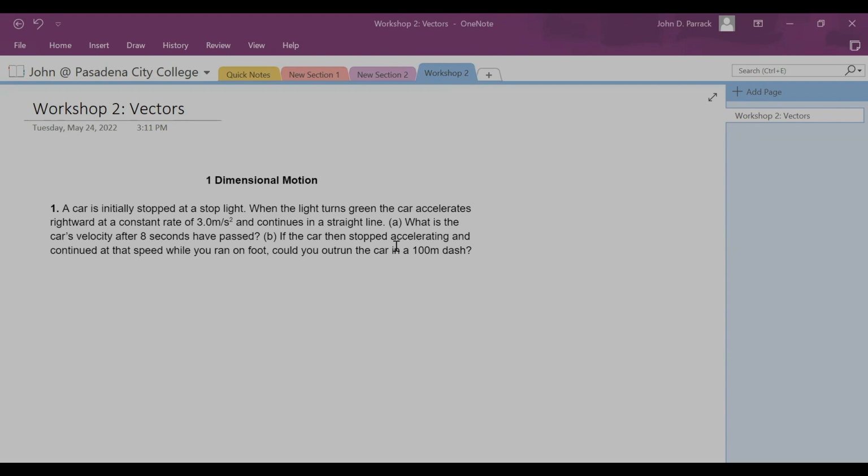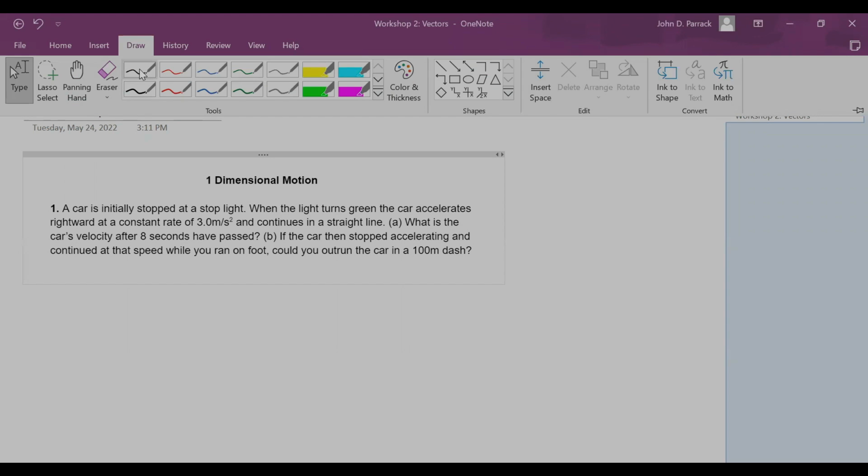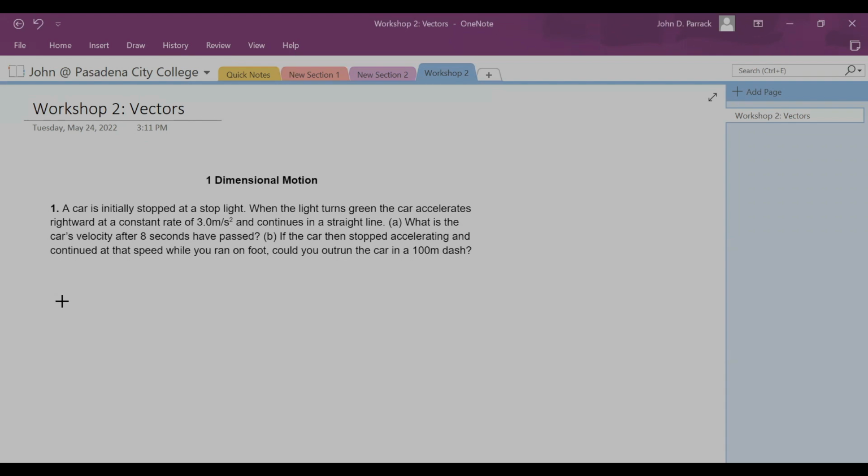All right, so we'll answer part A and then we'll take a look at part B. This problem is pretty simple. It's pretty straightforward, but we do want to get that practice with vectors. So let's go ahead and draw out some semblance of the situation.